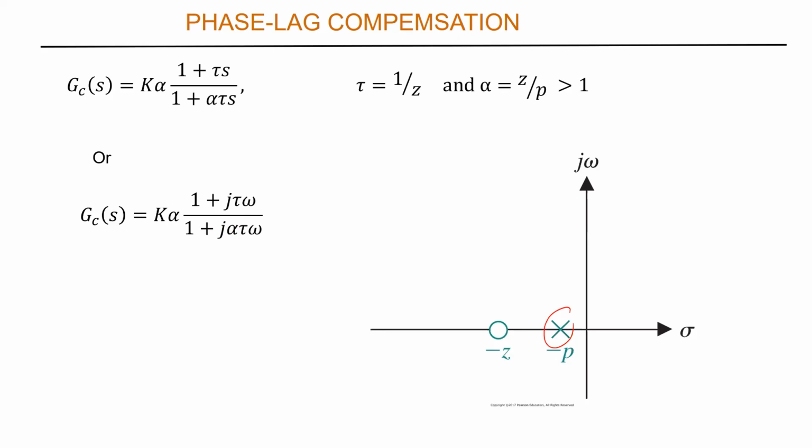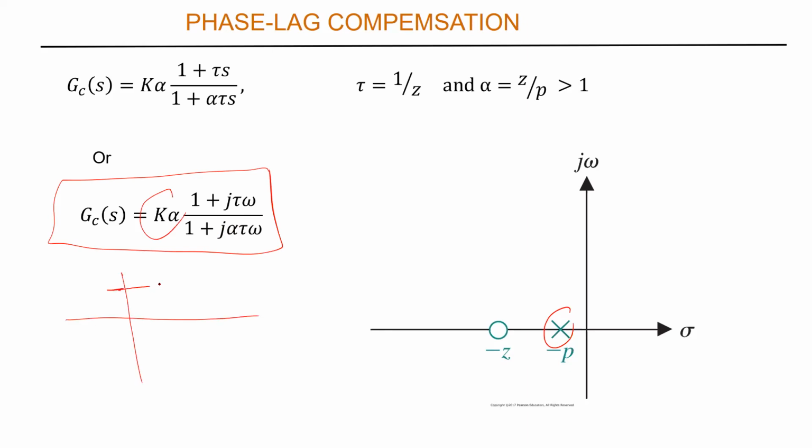Now, if I want to do the Bode plot for this one, how will the Bode plot of this compensator look? First of all, I will have this constant. So I will start with a constant. Until where?